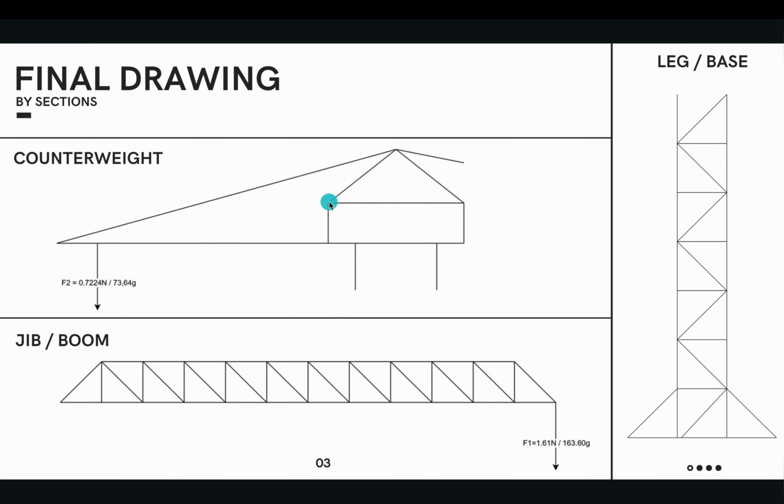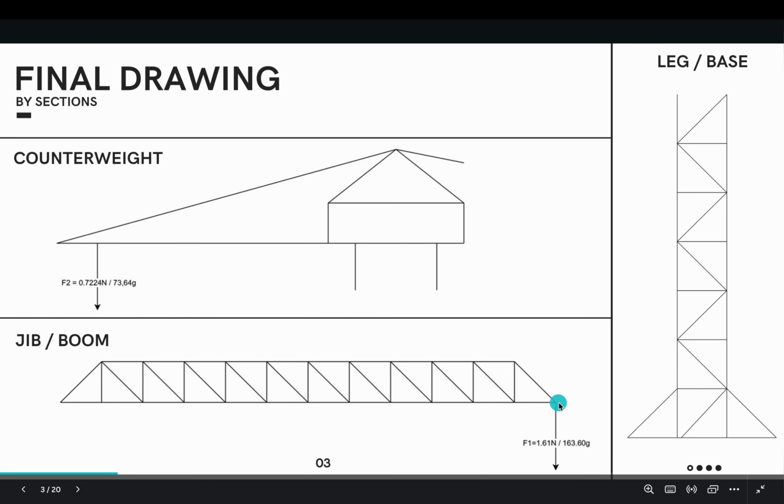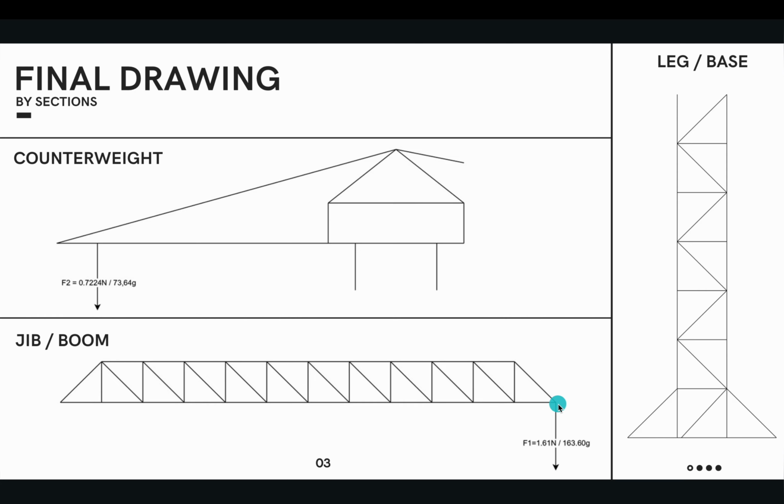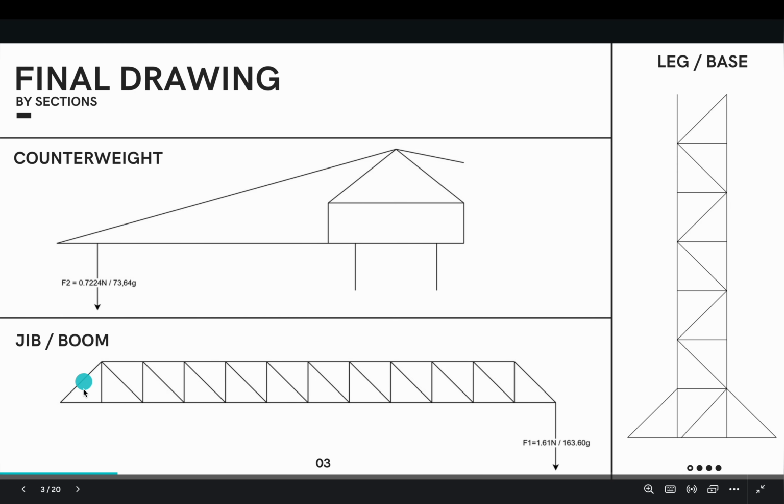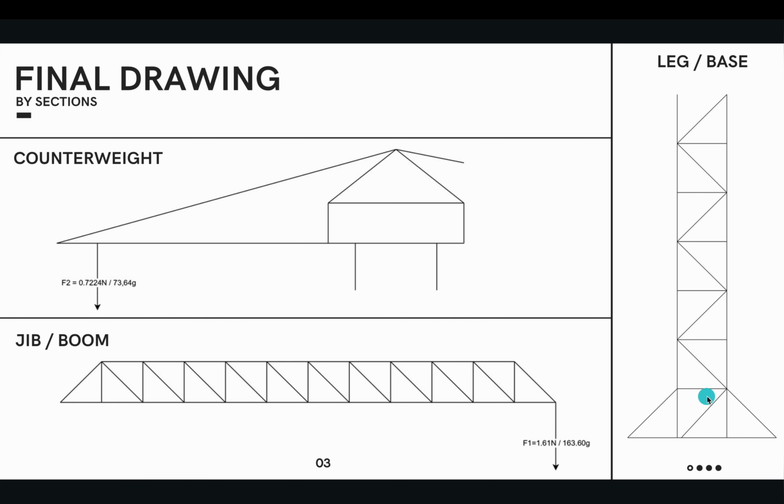Starting off at this point, we will use method of joints to go from here to here to here, as well as here. Although this one we don't know yet, the truss member, because it still has this jib over here. Because of that, we will move on to the jib. We will start off here, then use method of joints, then the boom, until this part is done. Then we'll move to the base.